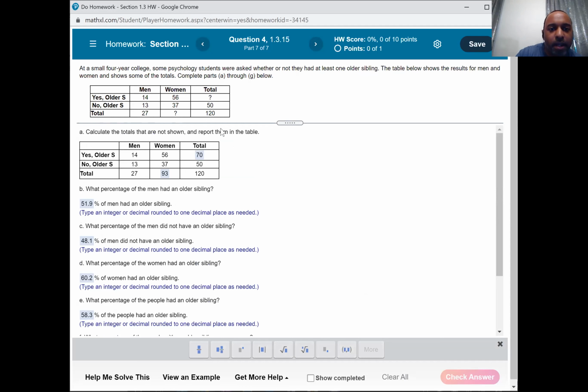So going back, that's the problem that I had. It's not the one right above. It's like the 60.2. I thought you have to total them all up and then do it out of the 800. Oh, no. We got to use the percentages. That's what I thought too. Yeah, we got to use the percentages that we have. So if we have 93 women altogether, 56 out of the 93 have an older sibling.